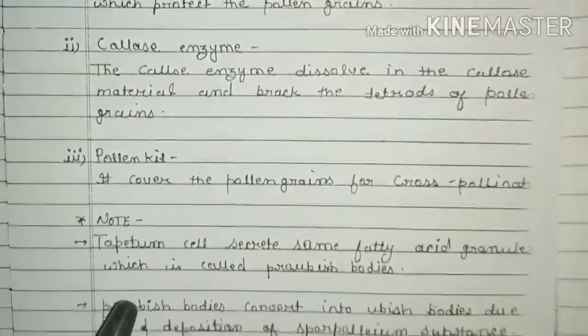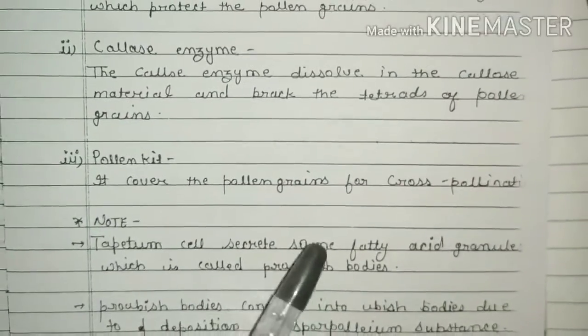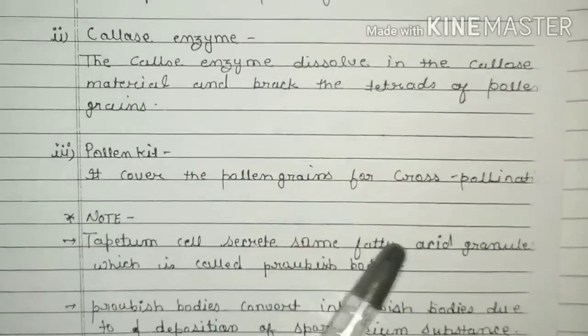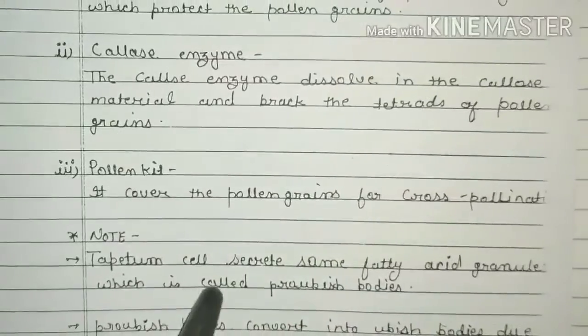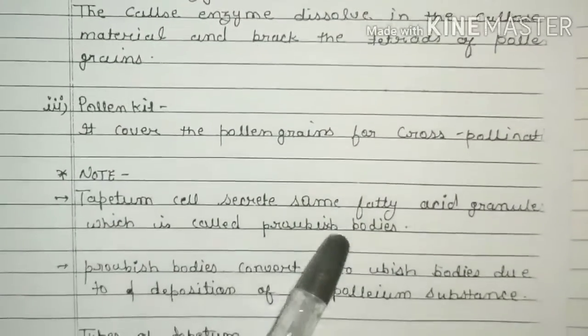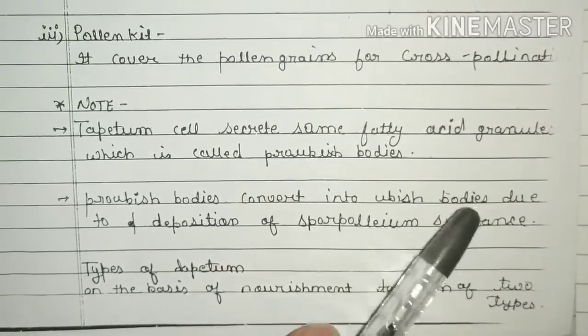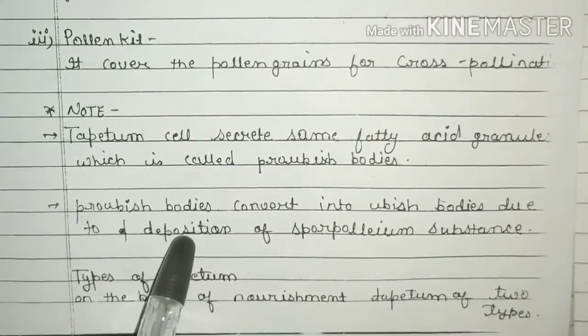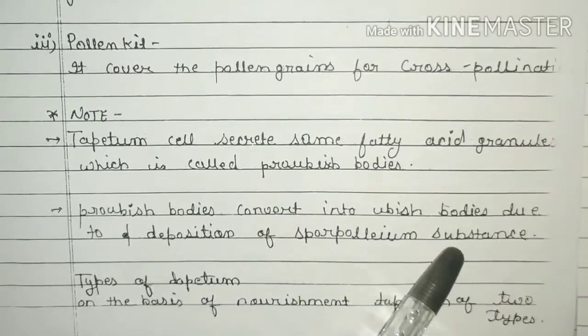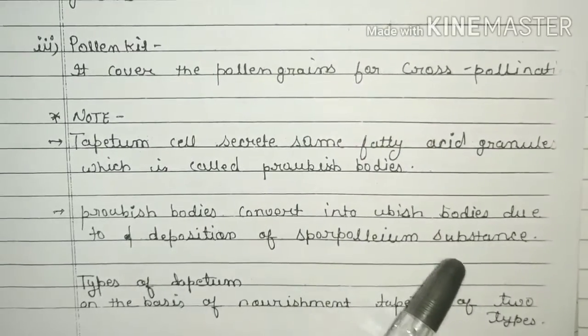Note: tapetum cells secrete some fatty acid granules which are called pro-Ubisch bodies. Pro-Ubisch bodies convert into Ubisch bodies due to deposition of sporopollen substances.